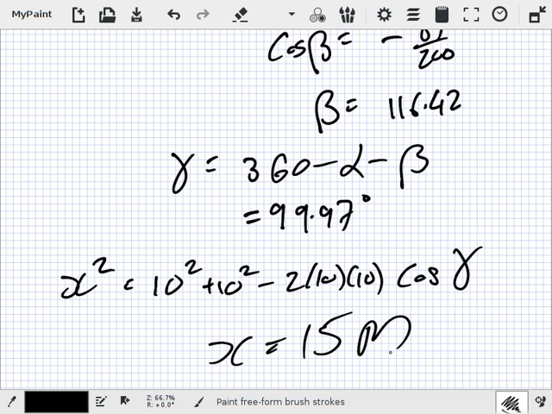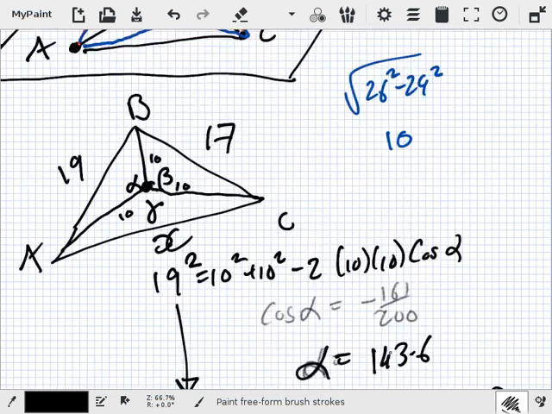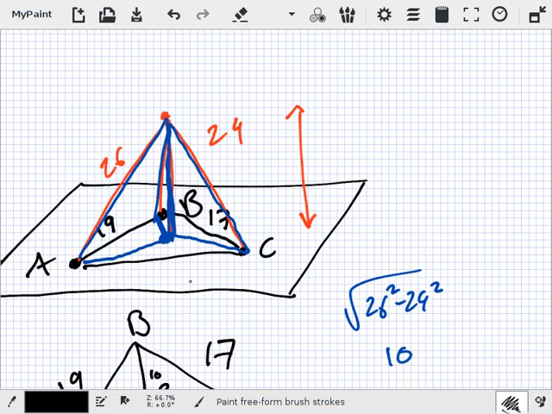So you basically found the base, yeah? That's the last part? Yeah, the last part is I finally got the distance between A and C, which I called x.